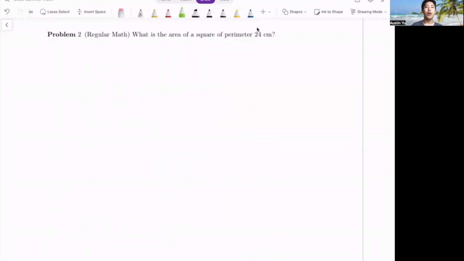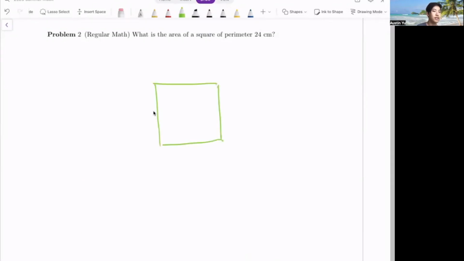Problem 2. What is the area of a square of perimeter 24 centimeters? Basically, this square has a perimeter of 24 centimeters, and since we learned that a square has the same side length on all 4 sides, we can just do the perimeter of the whole thing divided by 4 equals 6 on each side. So 6 centimeters on each side: 6, 6, and 6. So the area would just be 6 times 6 equals 36 centimeters squared.